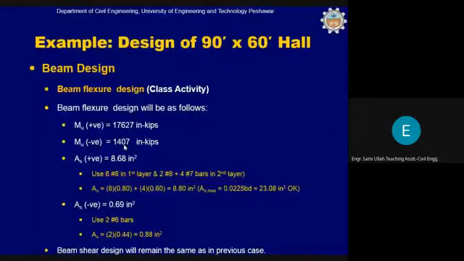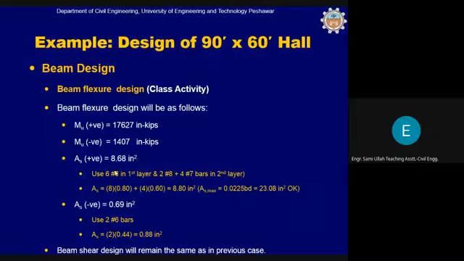Then you can use several arrangements of reinforcement. You can try 6 number 8 in first layer and 2 number 8 plus 4 number 7 bars in second layer, just to reduce some area, because in the previous case it was 6 number 8 and 6 number 8, 12 number 8 bars. In this case, since the difference in reinforcement is very, very small, from around 9 square inch to 8.6 square inch, we are trying to reduce some reinforcement.